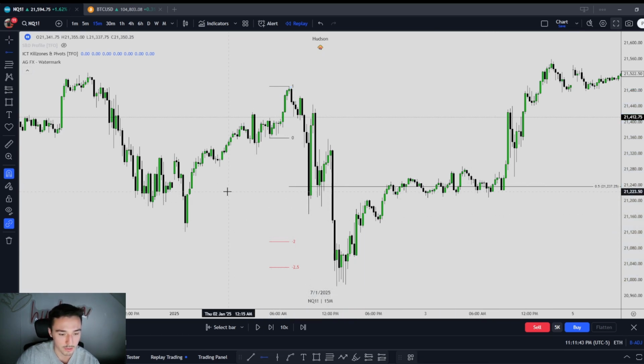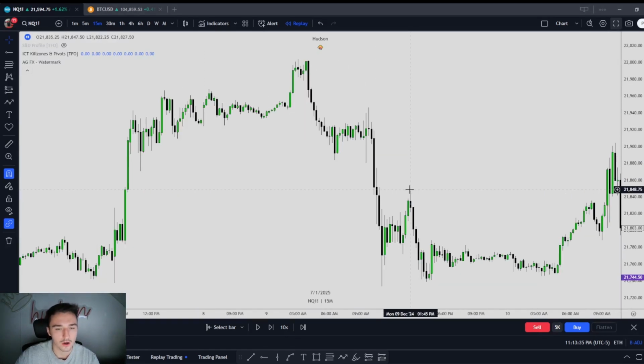Where was your midnight open? Right here, right there's midnight open. Comes up, comes back down, taps it, continues higher. We have a swing low, swing high that purges these highs. There's maybe an SMT there, but let's go look for a good example for you guys. I just was scrolling through and saw this.